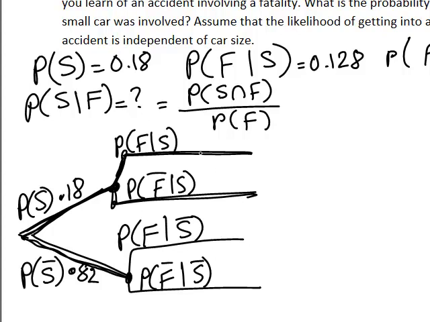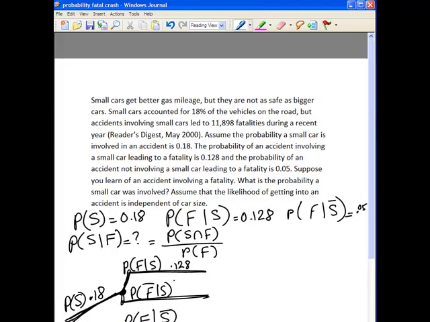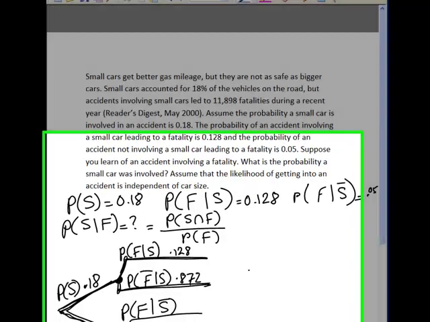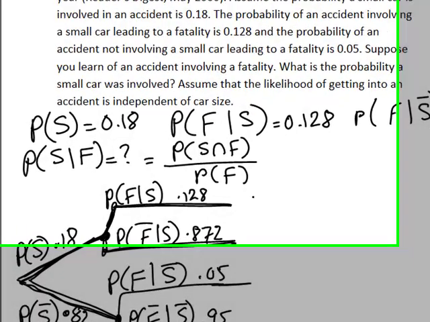And now we are ready to put our probabilities under. We were told F given S is 0.128. So the balance of it to 1 is 0.872. And then we also know the probability of fatality given not a small car was 0.05, so the balance of it would be 0.95. Let's put our joint or intersection of events here.